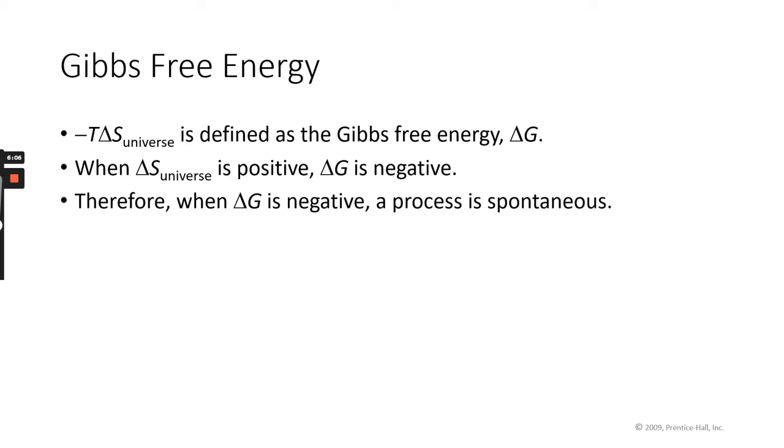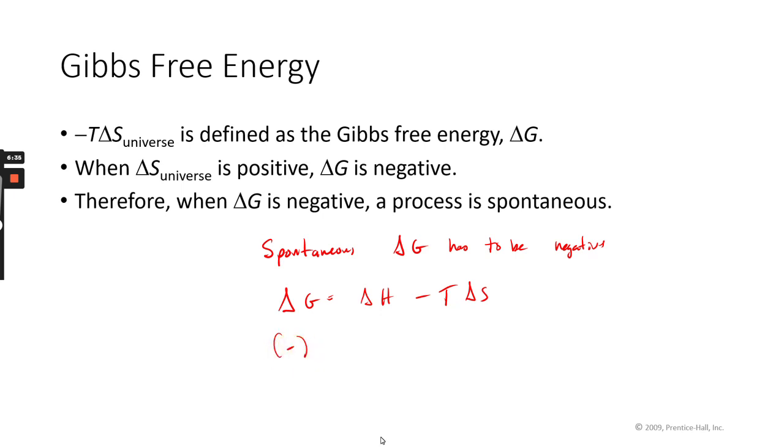When the change in the entropy of the universe is positive, delta G is negative. Therefore, when delta G is negative, a process is spontaneous. So for spontaneous, delta G has to be negative. And remember, delta G is equal to delta H minus T delta S. So if we want delta G to be negative, we could look at our delta H and our delta S and figure out what our delta G is going to be. So let's say our delta H is negative and our delta S is positive. So we're exothermic and entropy is increasing. Delta G will always be negative, so we have a spontaneous reaction here.